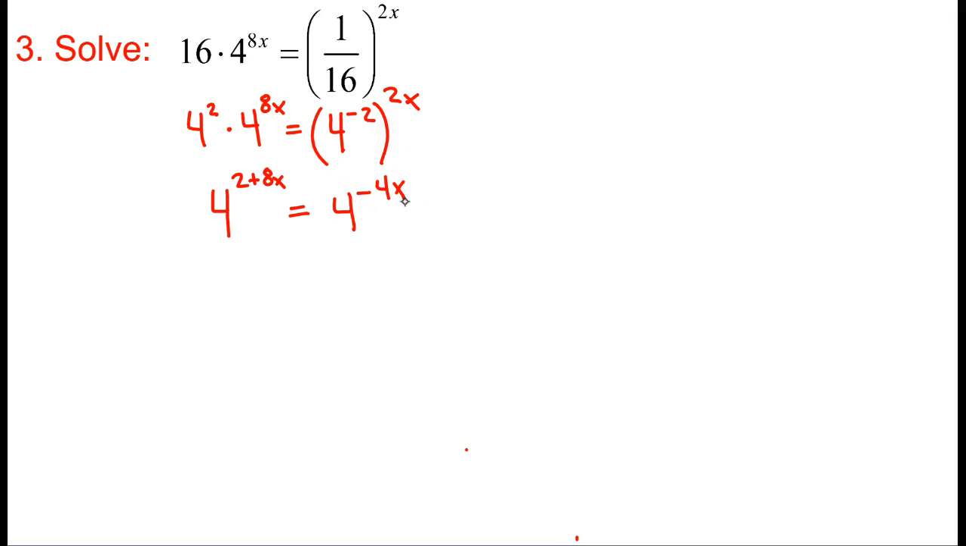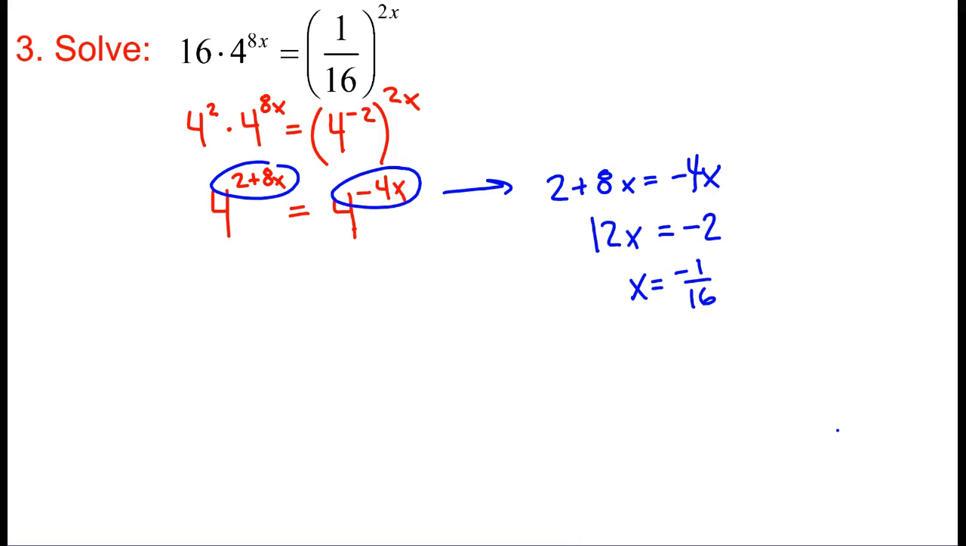Since both the left and right-hand sides of this equation are in terms of base 4, I can set those two exponents equal. That gives me 2 plus 8x equals negative 4x. And I'll go ahead and use a little algebra 1 to solve that. Final answer for this one: x equals negative 1/6.